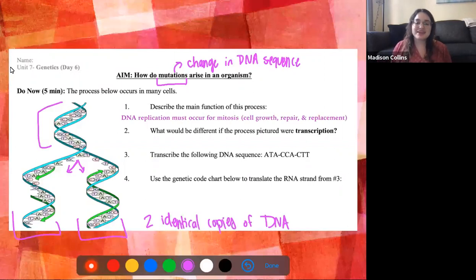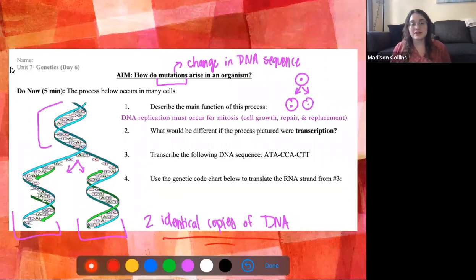And DNA replication has to occur in order for mitosis to be successful, right? We know that with mitosis, we're starting out with 1 cell and we're ending with 2 identical cells. But in order for those cells to be identical, they have to have an identical copy of DNA, right? So DNA replication must occur for mitosis, which is used for things like cell growth, repair, and replacement.